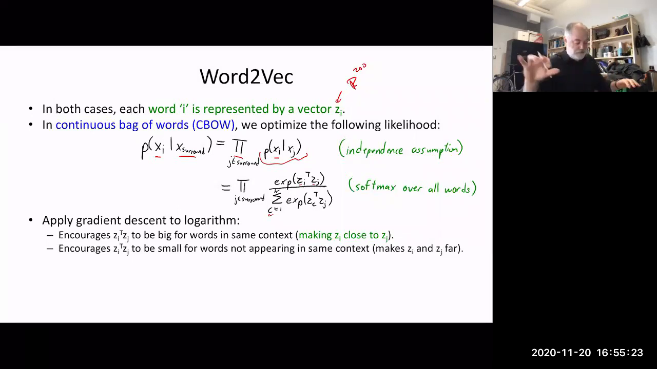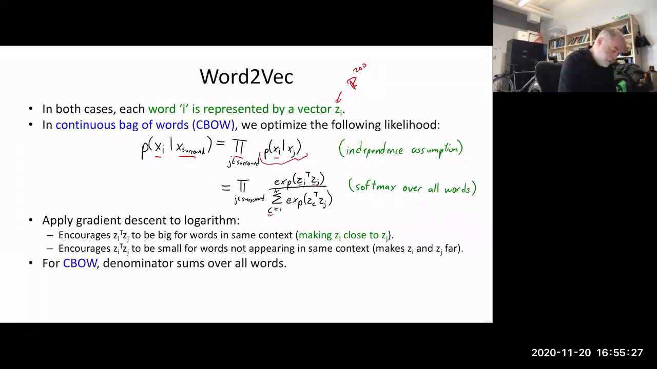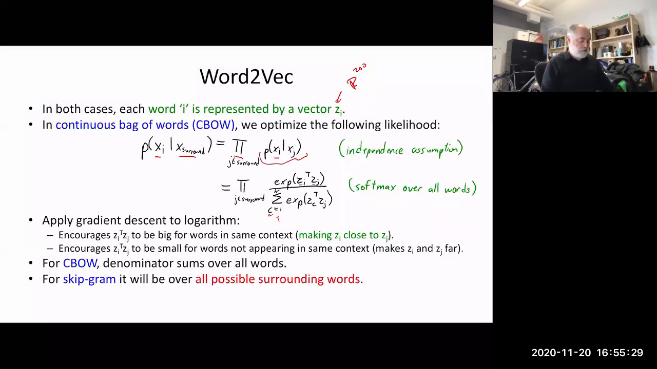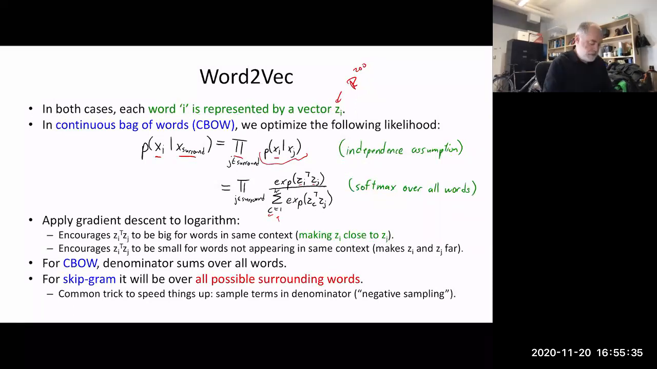That makes them far apart. The continuous bag of words denominator sums over all words. Other approaches are more complicated. They have to sum over larger spaces, and there are ways to speed that up, including in summing over all words. Although that's usually not too bad, where you can do negative sampling, where you just sample amongst the vocabulary.